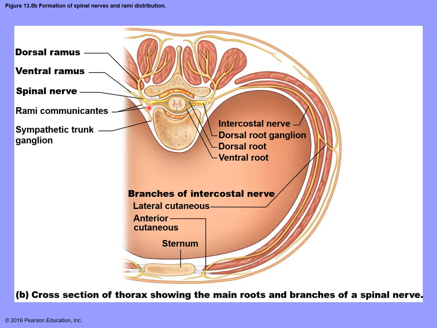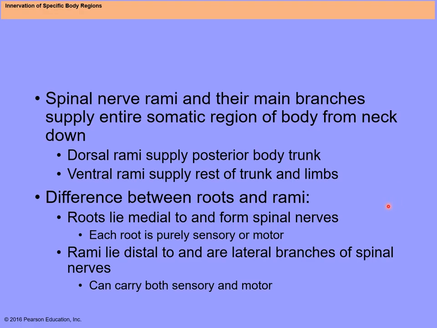As you can see here, here's the spinal nerve right here. You have the ventral ramus, you have the dorsal ramus right here as it starts to then go innervate where it needs to go. This is with the intercostal ones. Now, what's the difference between roots and rami? Roots are going to lie medial to and from the spinal nerves. The rami lie distal and are lateral branches to it.